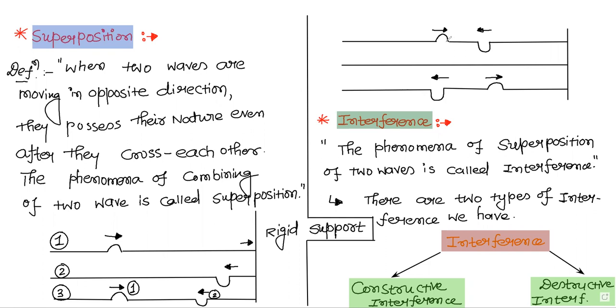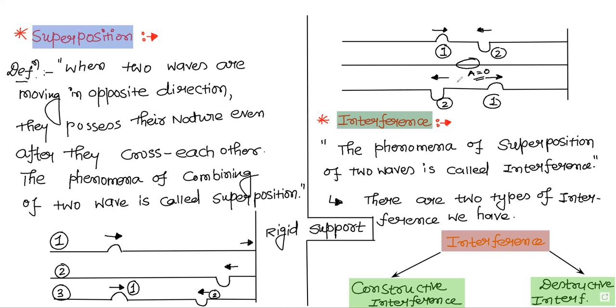Now, when they come close together, then at a particular point, see here, they have amplitude A equal to zero. That means they nullify each other's effect. Now, after that particular point, the waves will travel further as they are moving. So this is the actual meaning of superposition.